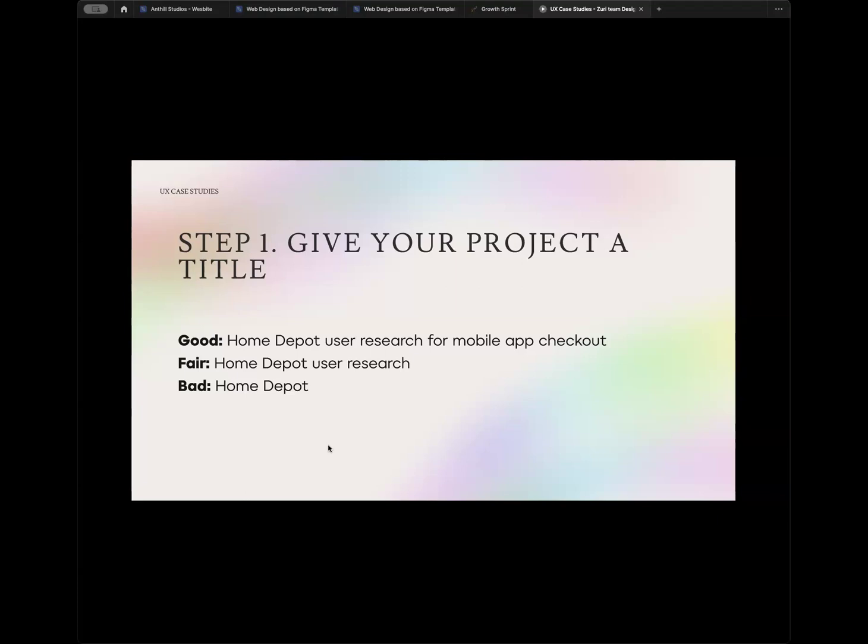Yeah, so compare all those to someone who says, oh, Home Depot user research for mobile app checkout. Now that is specific, that is targeted, that is apt, and that is sweet, really. Because now I know exactly what I'm about to put myself through. It gives me an insight into what I'm expecting.